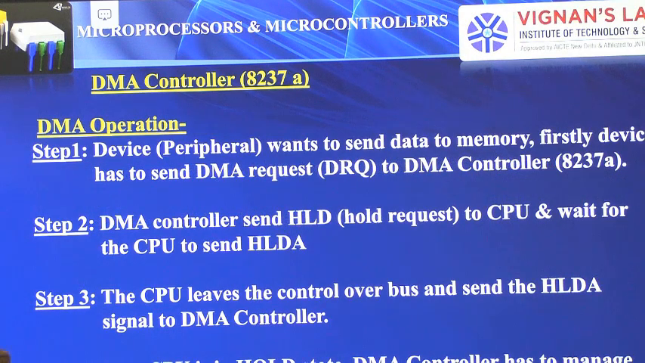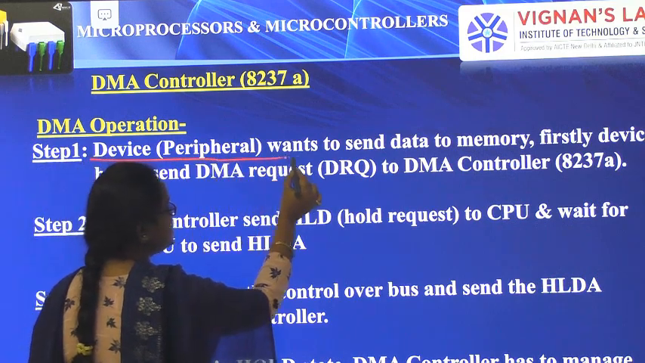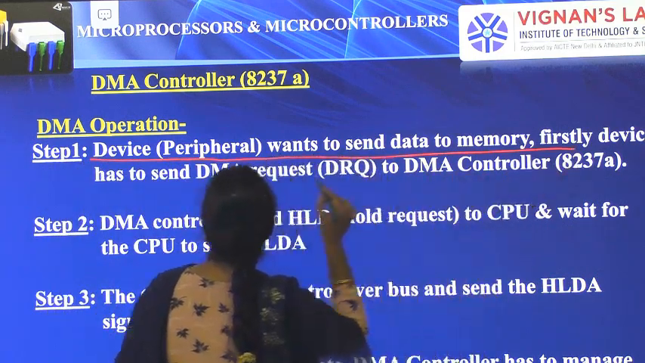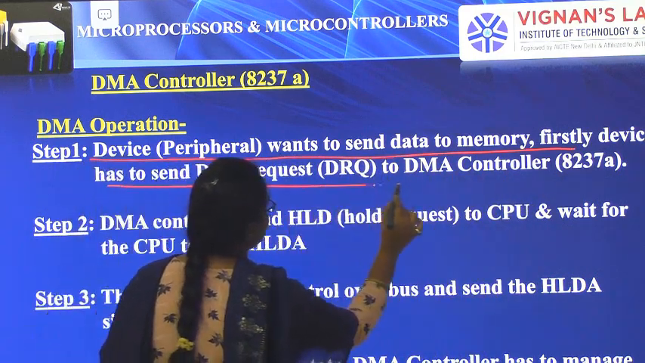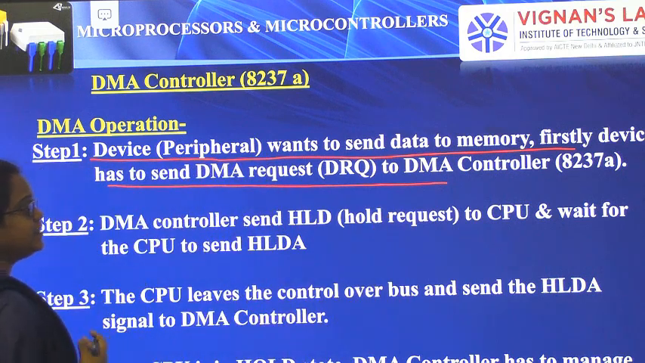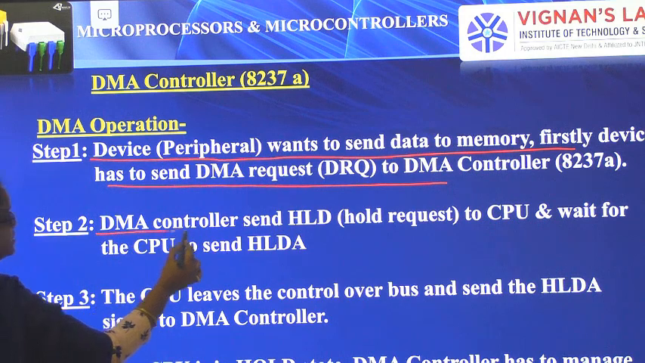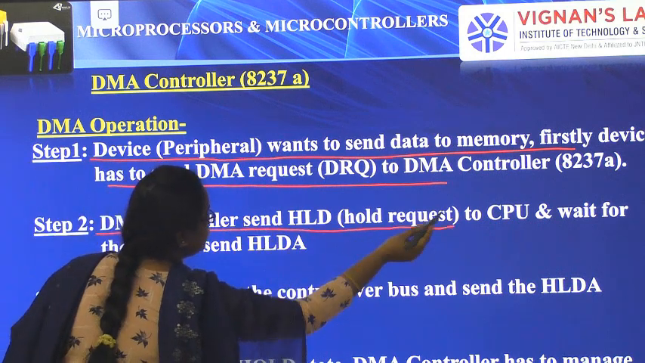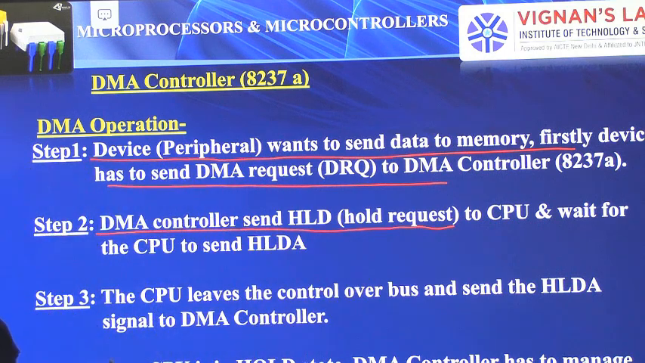So DMA operation: first of all, the device, the peripheral, wants to send data to memory. Firstly, the device has to send a DMA request to the DMA controller, that means the 8237A. Then the DMA controller sends a hold request to the CPU and waits for the CPU commands. The request is handled by the CPU.